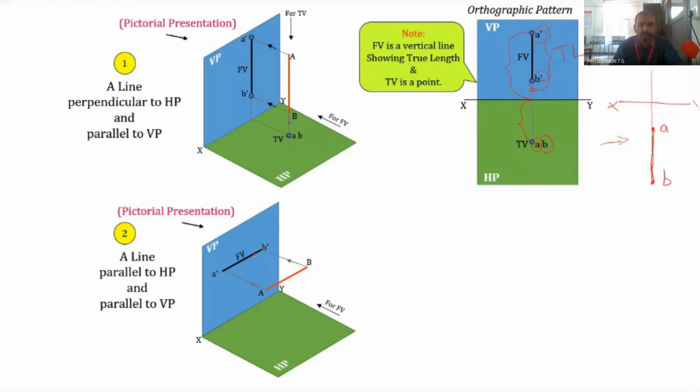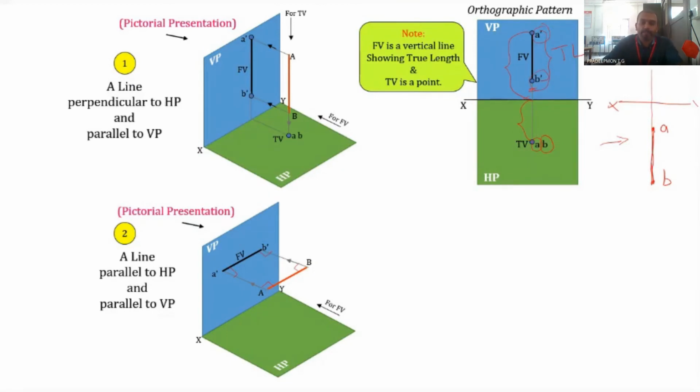Sorry, not a triangle. It exactly creates a rectangle in which this orange distance is equal to this black distance, and the gray distances are equal. Since the line AB is parallel to VP, the distance of A from A dash will be equal to the distance of B from B dash. So this distance as well as this distance is equal, and this is 90 degrees, this is 90 degrees, and here also 90 degrees. So this distance is equal to this distance in the actual three-dimensional representation.